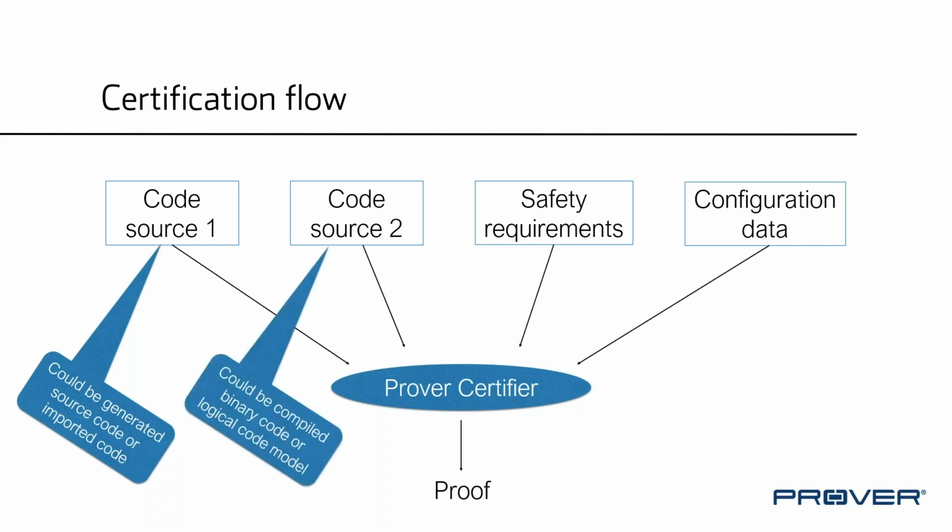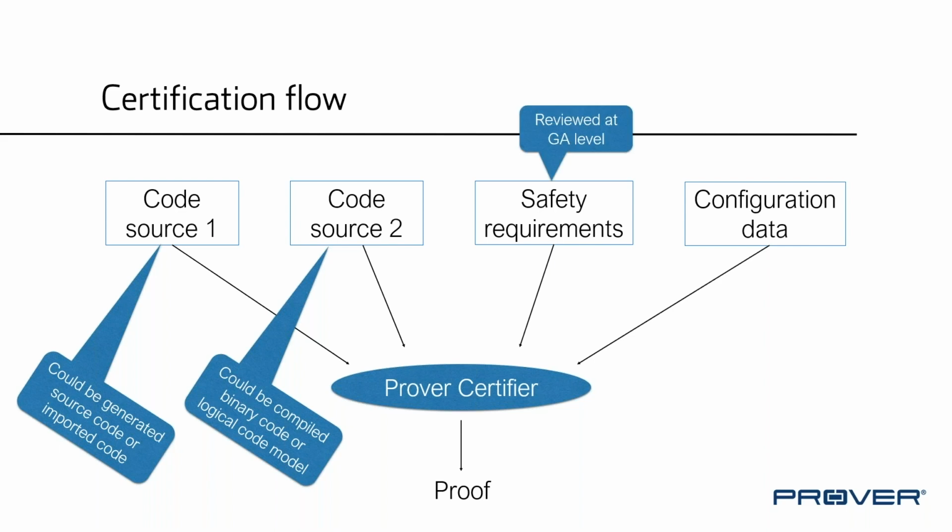For the second code source, we have been using compiled binary code or a logical code model. So you don't put in the same generated code as in channel 1, but you put in something else that is supposed to be equivalent. And then you add a check in the tool to check that source 1 and 2 are actually equivalent.